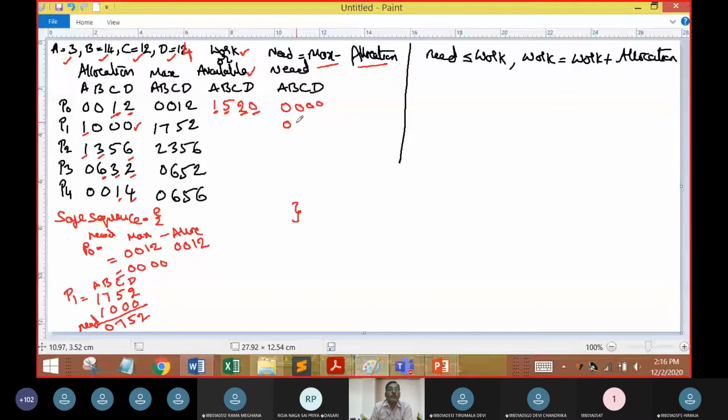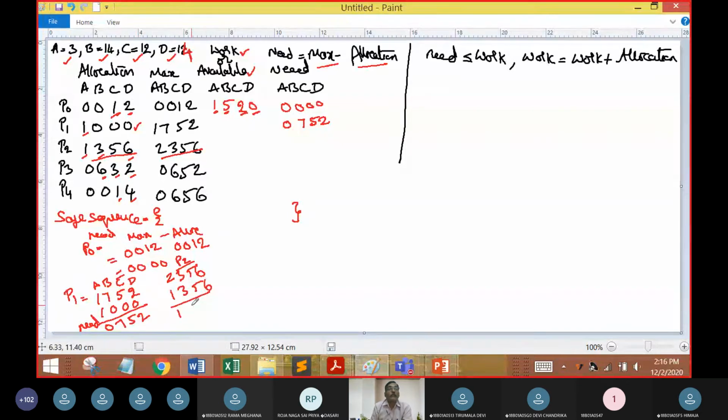Okay, next I have to compute for P2. How can I compute the need matrix for P2? Need matrix is equal to maximum minus allocation. What is the maximum value of P2? 2 3 5 6. Next, what is the allocated value? 1 3 5 4. So I'm going to get 1 0 0 2. So still P2 needs 1 0 0 2.